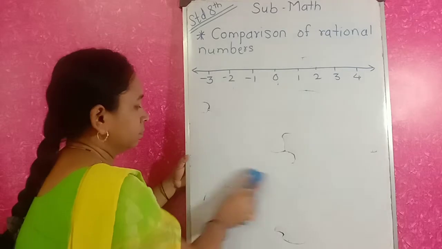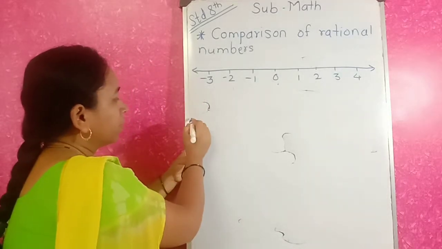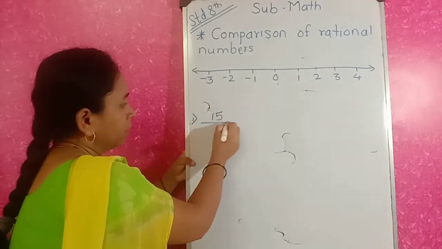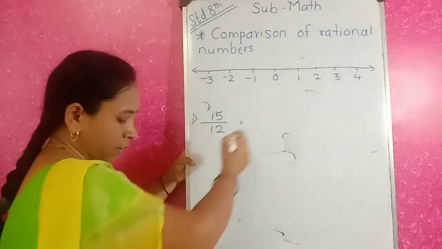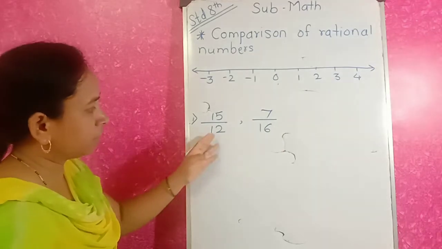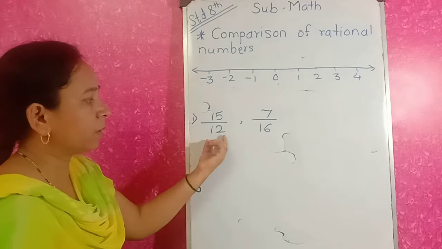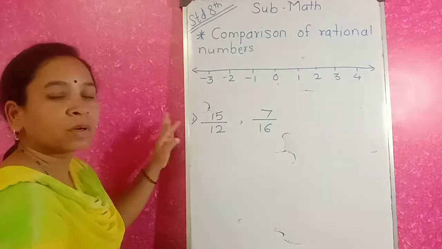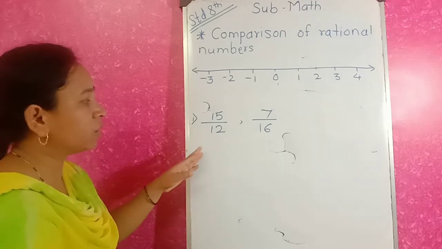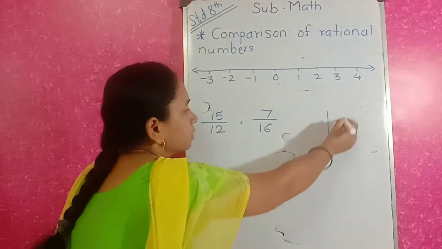I'll take the example 15 upon 12 and 7 upon 16. In this example, the denominators 12 and 16 are not the same. To compare these rational numbers, I have to make their denominators the same. So first I'll find the least common multiple of these two numbers.